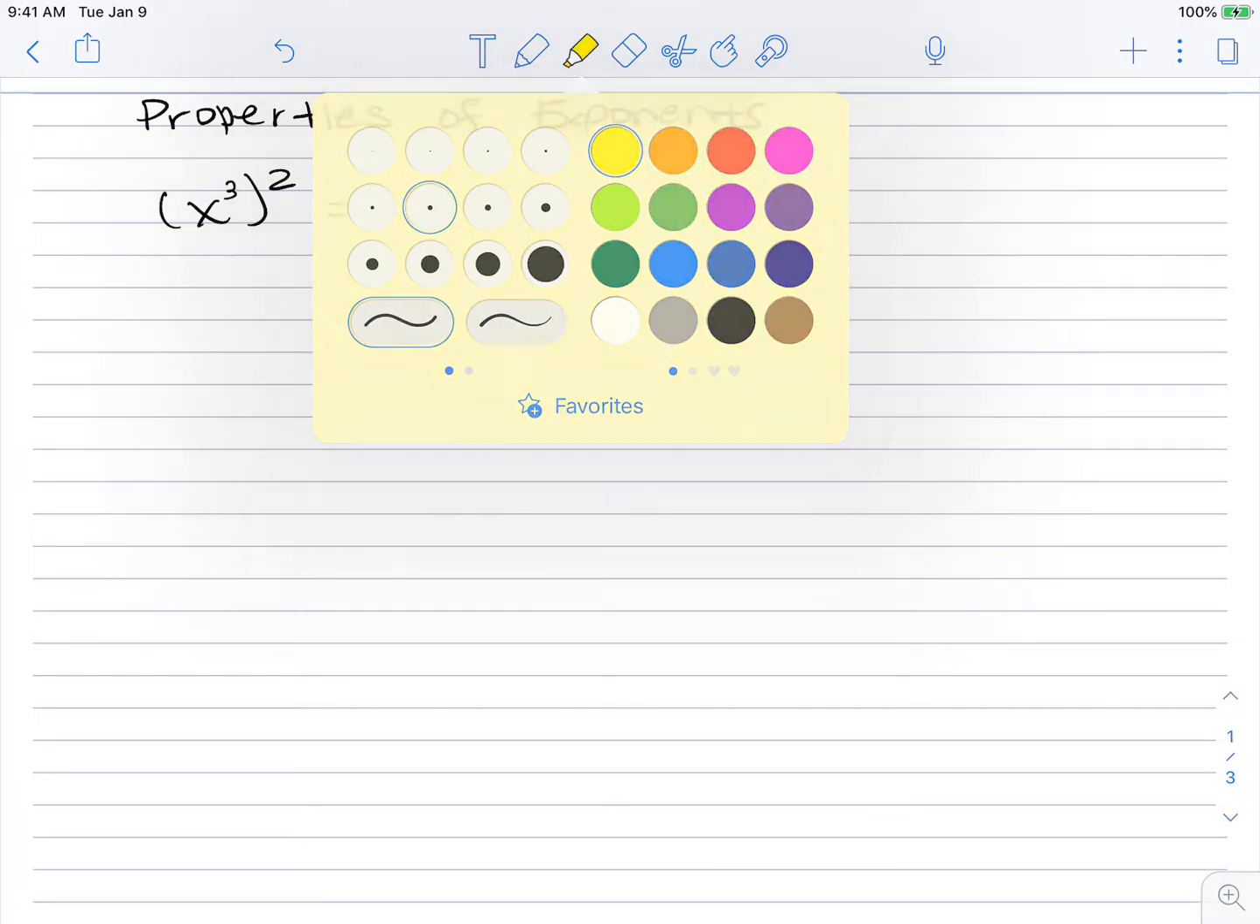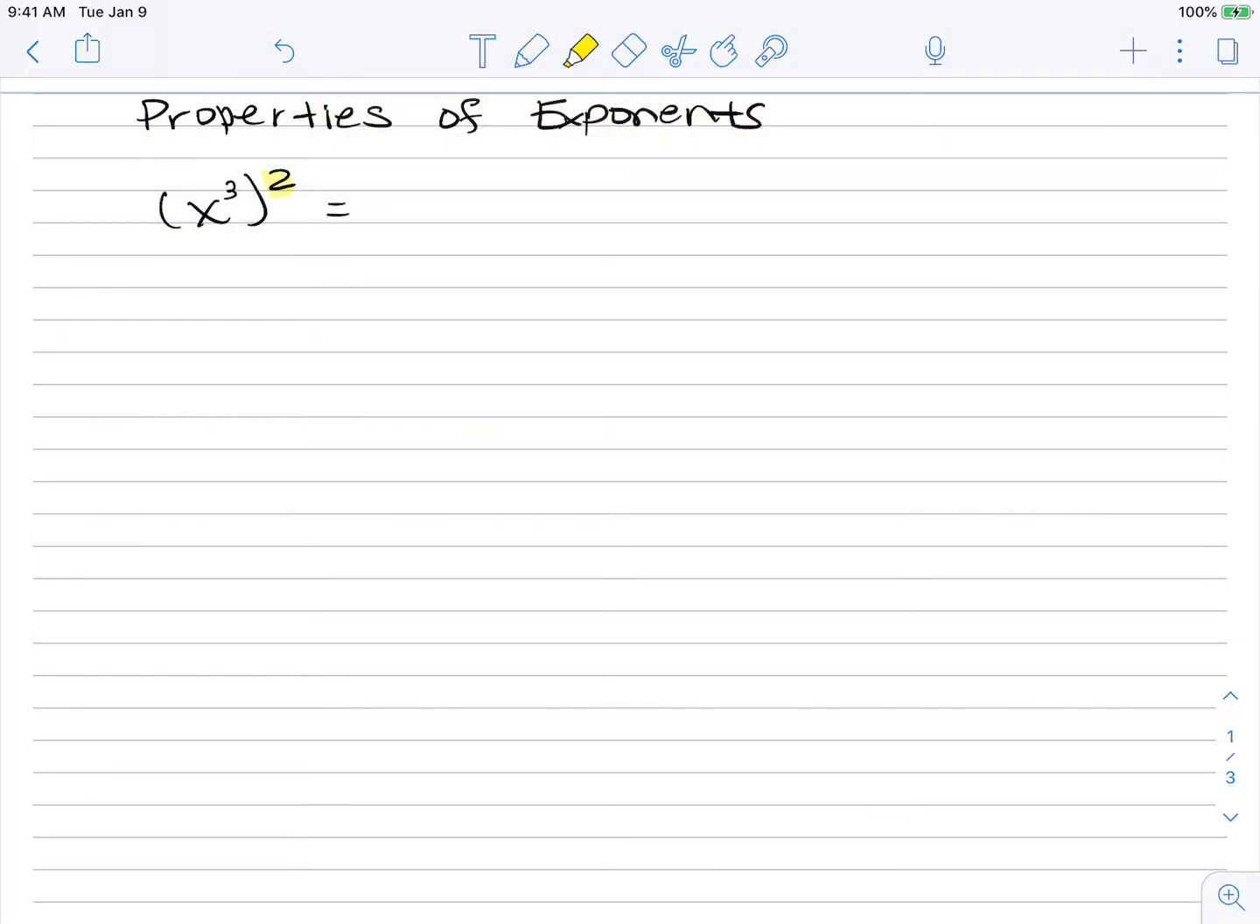We're going to talk about properties of exponents, and in this particular case, we're going to talk about powers to powers, and we're going to figure out how to derive the rule for this particular case. When I have this power of 2 on the parentheses, that means I have the parentheses twice. So I'm going to rewrite that as two sets of parentheses, and inside the parentheses I had an x to the third.